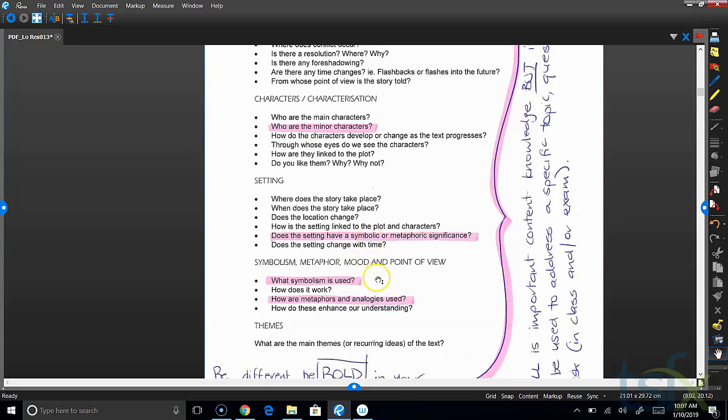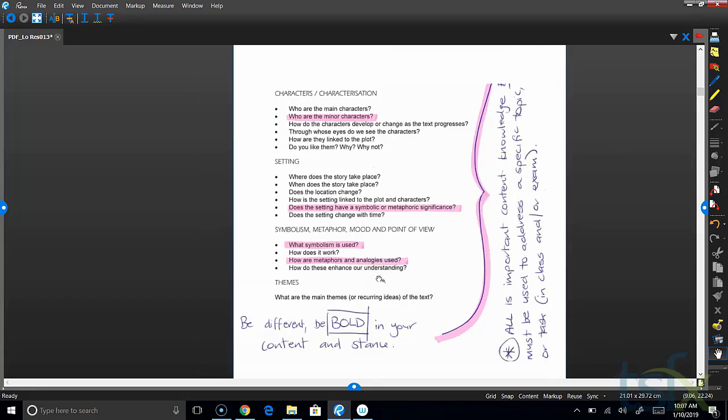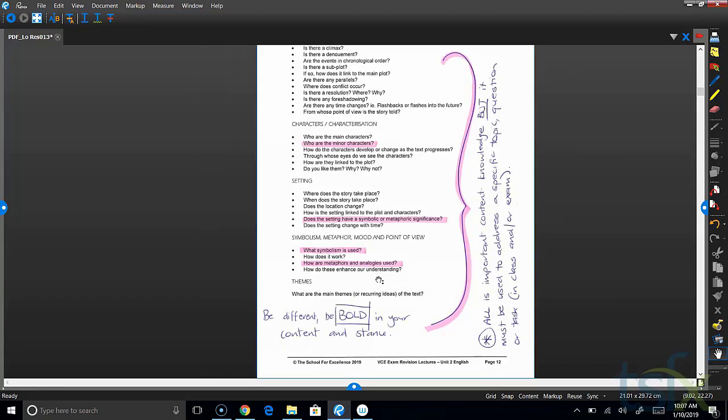which is the next one: metaphors, mood and symbolism. What themes, of course. This is all well and good, but what I've said to you, this is all important content knowledge. You all know that you need to write about this in your essays. It's how you use it that's important.